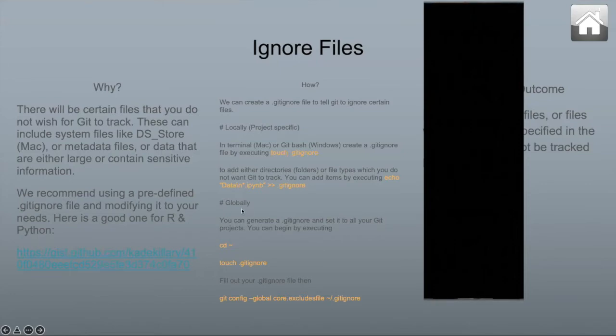Another thing that you can do is you can set a .gitignore globally. And this means that you would set this file to be the .gitignore file for all of your projects. And so if you're working at some institution where the file structure is always the same, so if you work at CEDA, for example, you would only have to generate this .gitignore once, and it will be applied to all of your projects. And the instructions for that are here at the bottom.